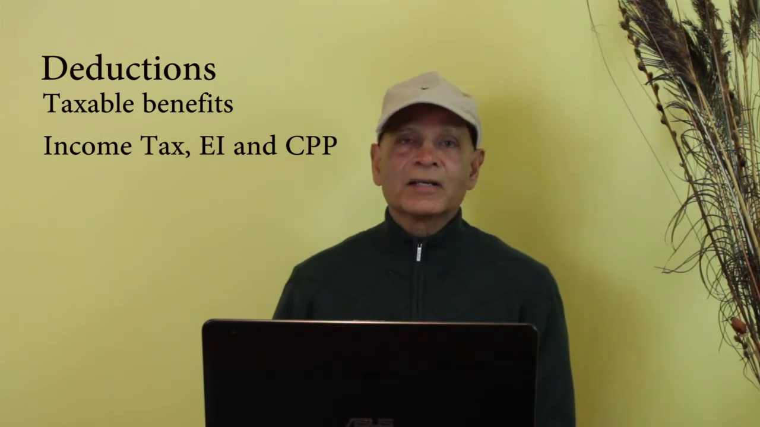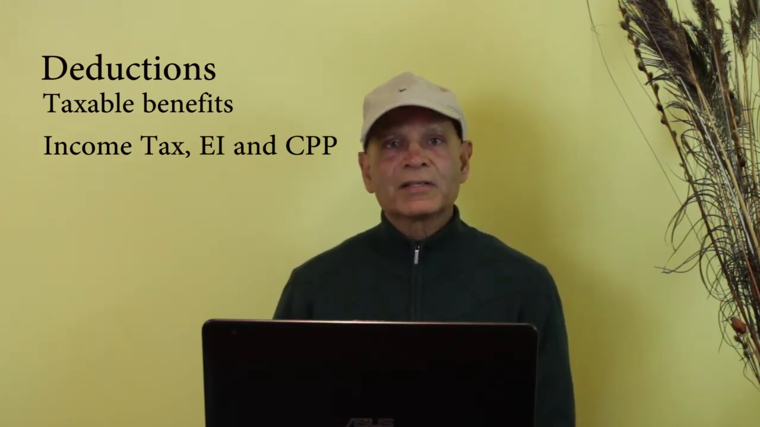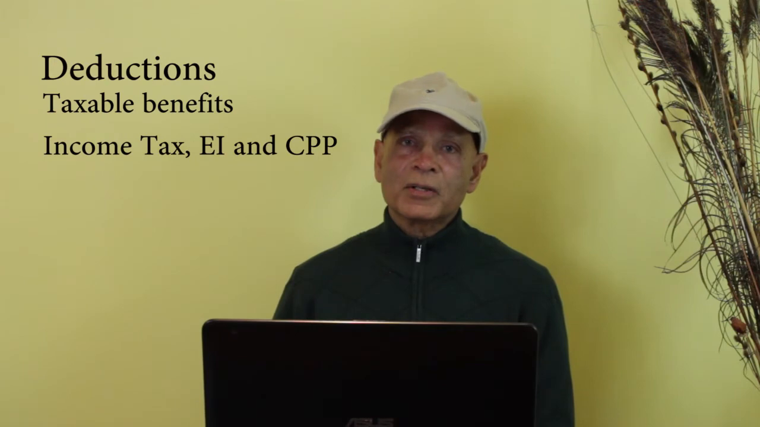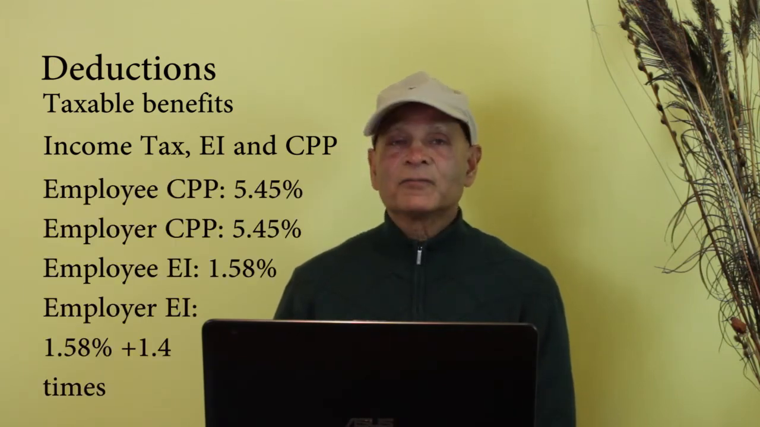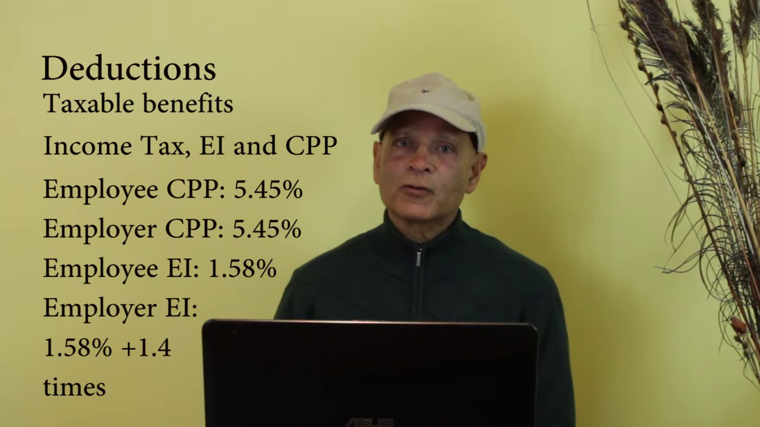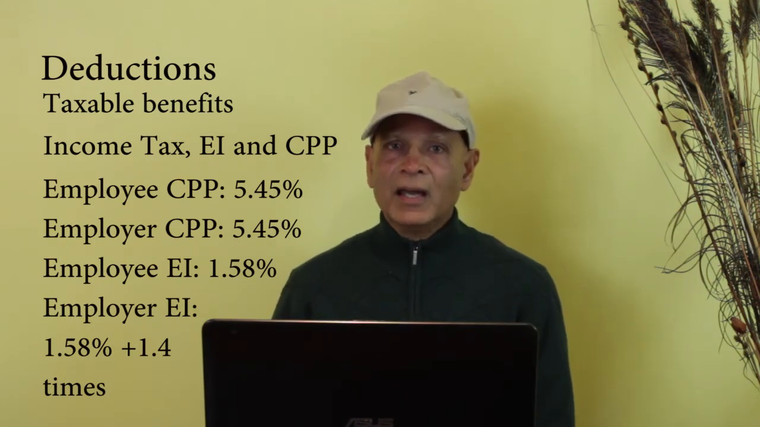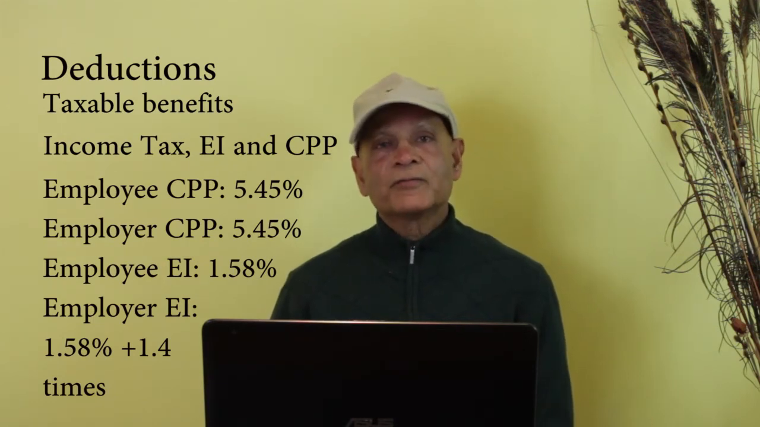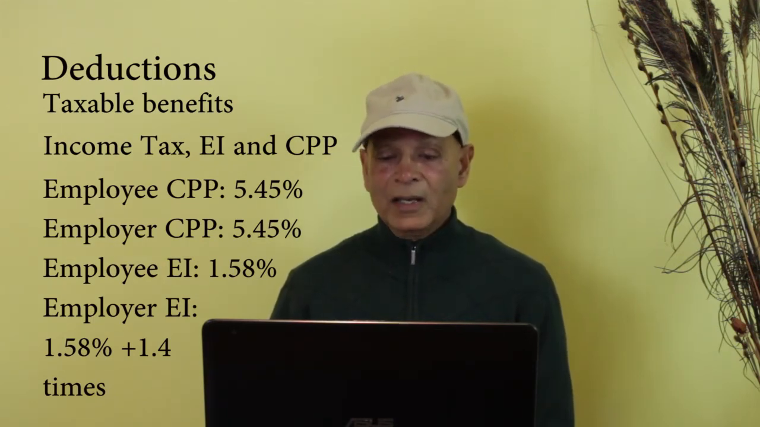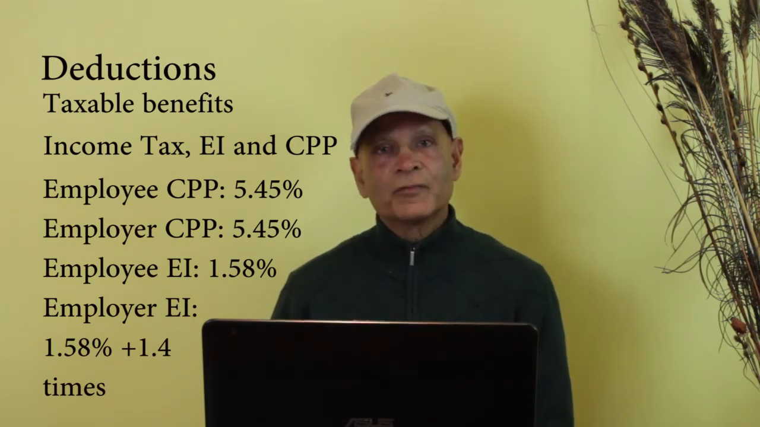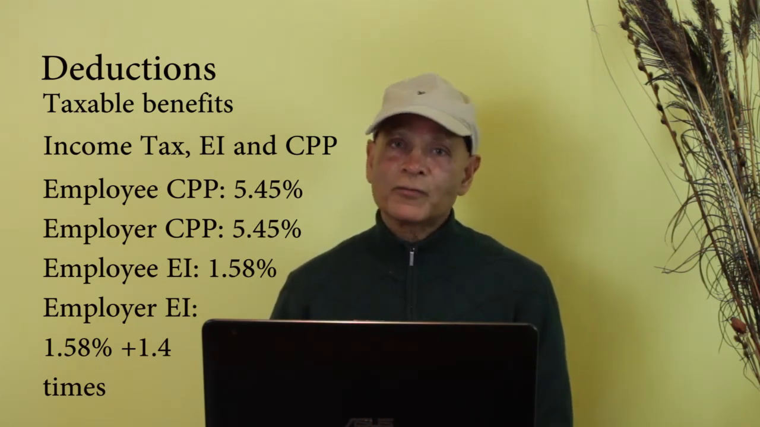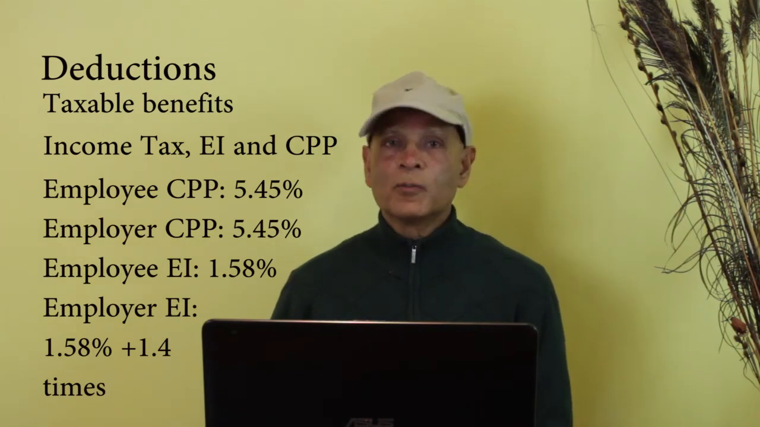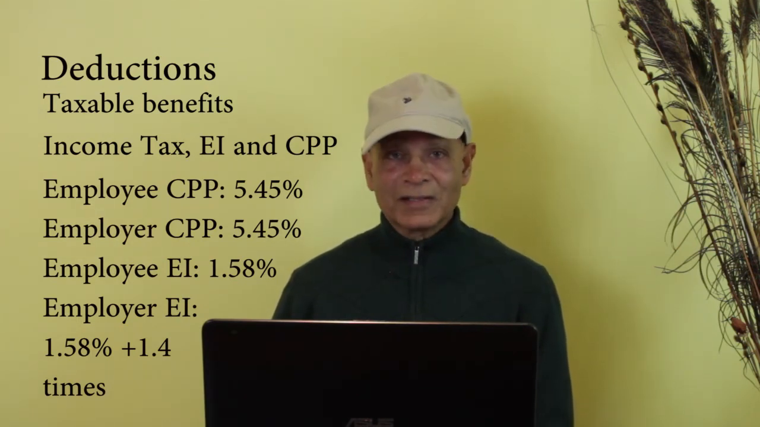Income tax is deducted by using tables provided by the CRA. The CPP contribution for 2021 is 5.45% of the gross pay, and you as an employer will contribute an equal amount. The EI contribution for 2021 is 1.58% of the gross pay, and for the employer it is 1.58% plus 1.4 times of that, or 2.21% of the gross pay.